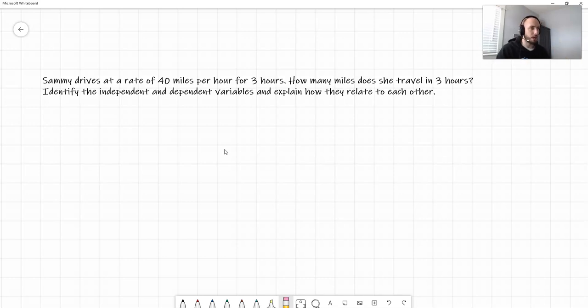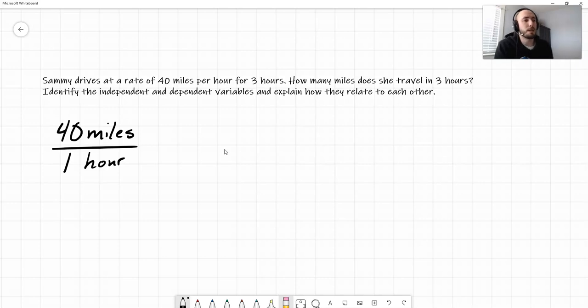Okay, so a lot going on here. So I'm just going to start by writing down some of the information that we know. The first thing we're told is that she's driving at a rate of 40 miles per hour. So I'm just going to pull that out and hang on to that for a minute. We'll focus on that first, and then we'll answer the second part here. 40 miles per, I'll say 1 hour, just so we have a quantity there. 40 miles per hour, 40 miles per 1 hour.